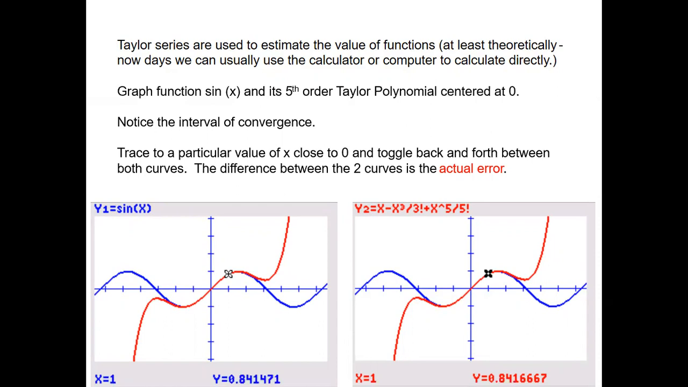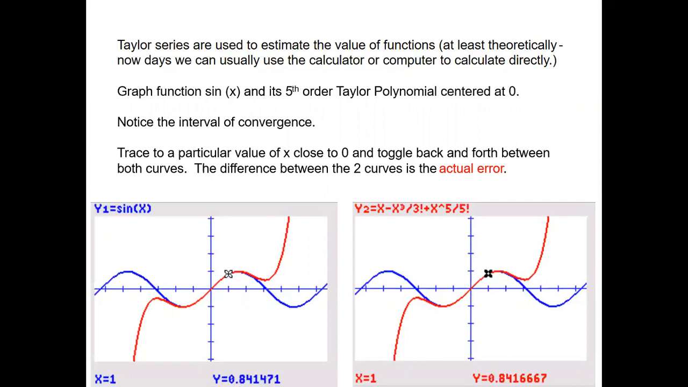But what I'm doing is I'm saying, okay, what is x equals 1? What is the value of the sine function? Well, it's 0.841471. And then I toggled up, staying when x equals 1, and saw the polynomial approximation at x equals 1 is 0.8416667. Well, good grief. It took me out to 4 decimal places before I started getting a difference between those. So that's a really good approximation, and all I had to do was go out to 3 terms into the Taylor polynomial. The difference between those two numbers would be the actual error.